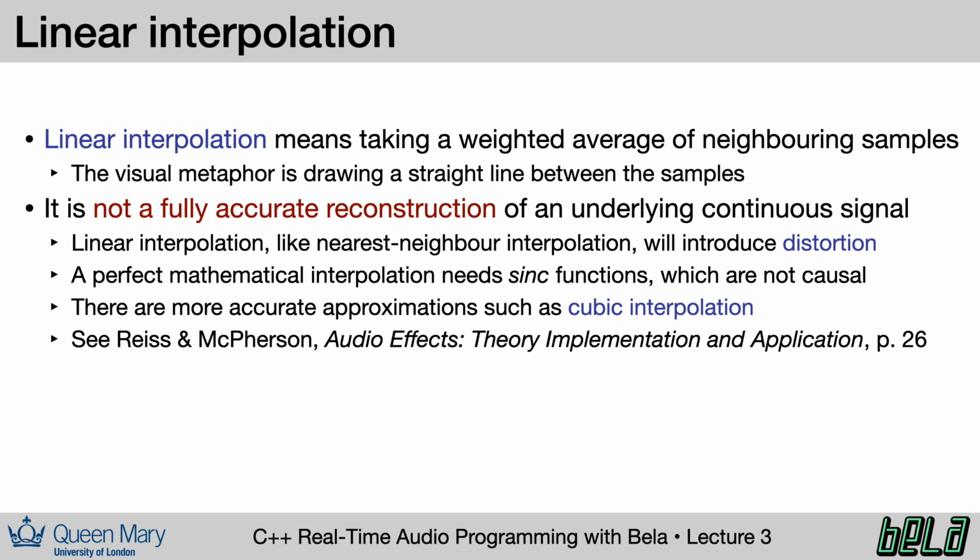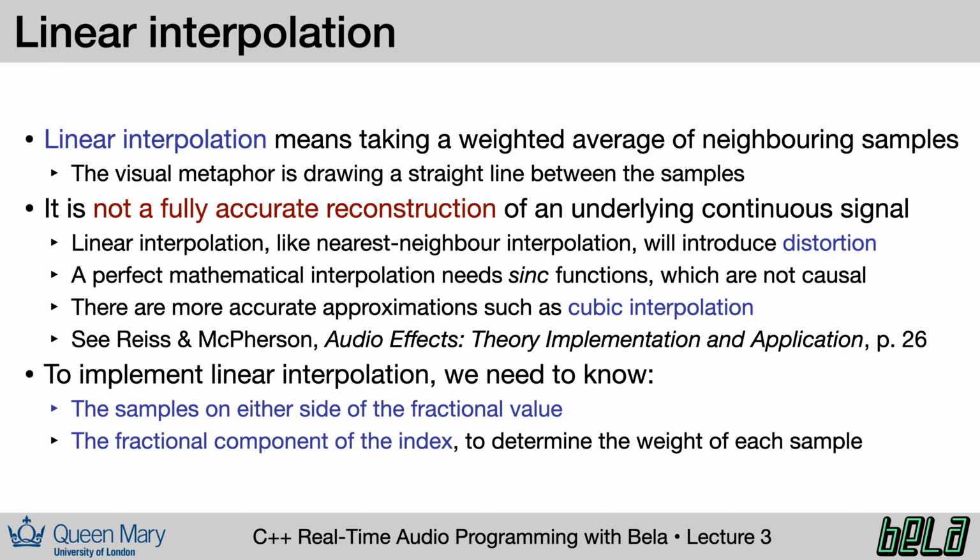So we can use linear interpolation, and it's much better than the nearest neighbor that we were using before, but there is still some degree of distortion. And for this reason, there are other more accurate approximations that are sometimes used, such as cubic interpolation, which uses 2 samples on either side rather than 1. This is discussed in a textbook that I wrote together with my colleague Josh Rice at Queen Mary called Audio Effects: Theory, Implementation, and Application. But of course, there are many references for this online as well.